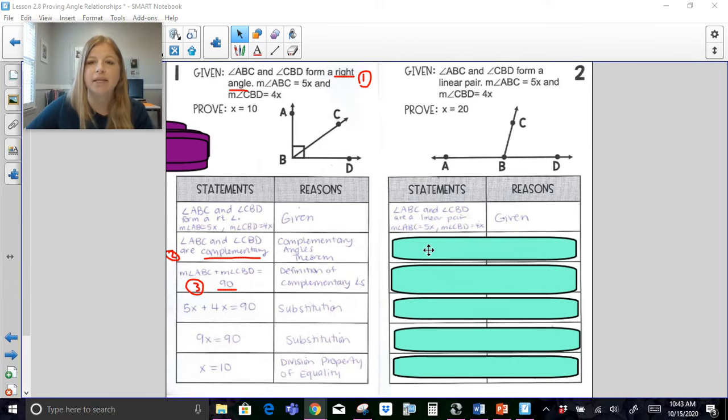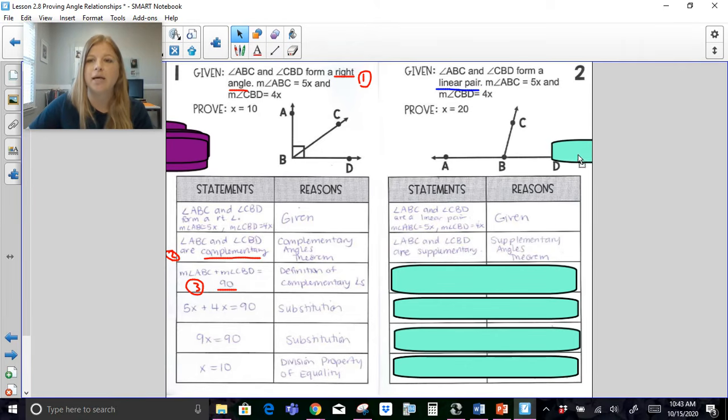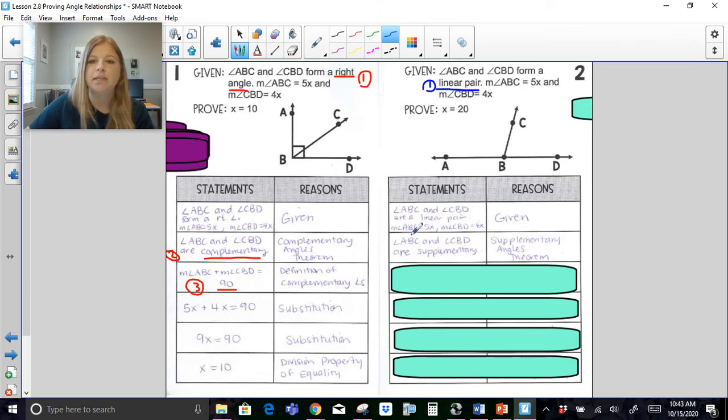Okay, so I listed the given. I know I'm going to eventually need to prove that x is equal to 20. So here is this process. You go from stating they are a linear pair, just like this was stated as a right angle, to the next step, which is then saying that angle ABC and angle CBD are supplementary. And that's what the supplementary angles theorem is. So going from a linear pair to then saying they are supplementary goes in that order.